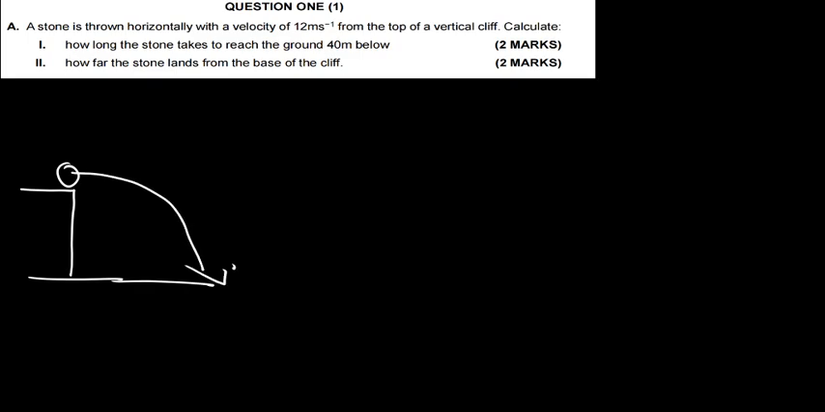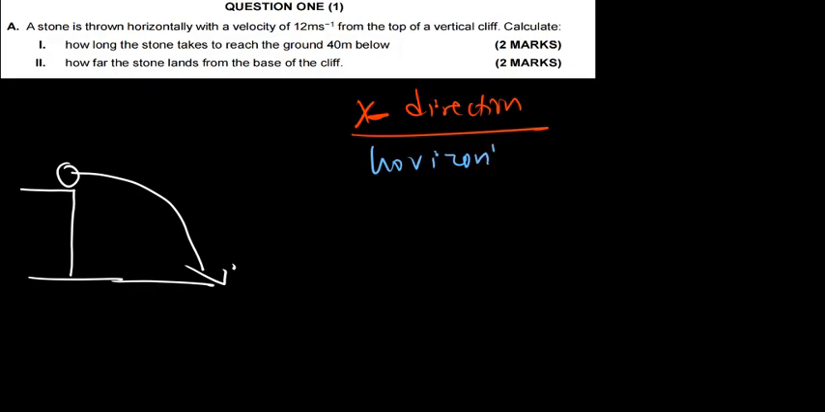Now I want you guys to understand one thing. We are saying that the object is moving in both x and y axis. So when an object is moving in x axis, in x direction, we call this horizontal. When an object is moving in y direction, we call that vertical.